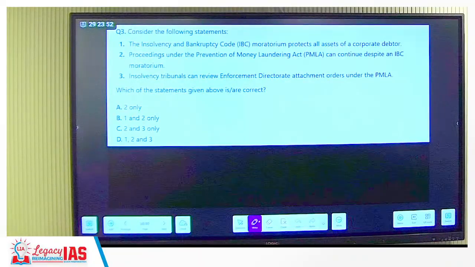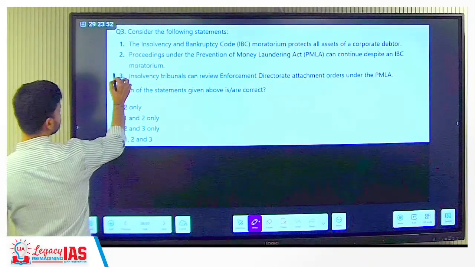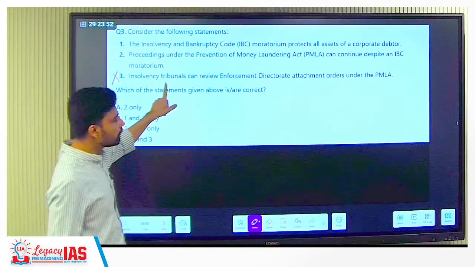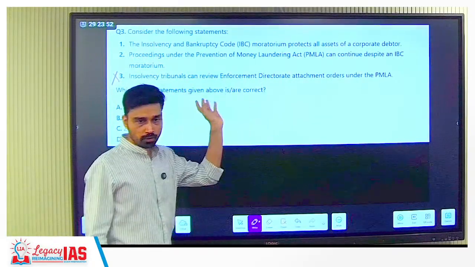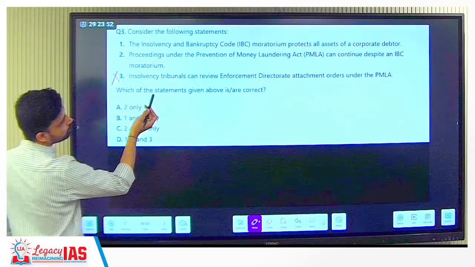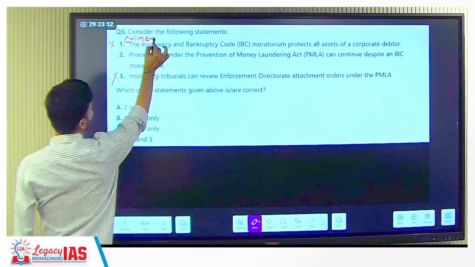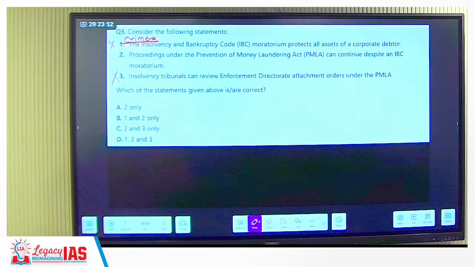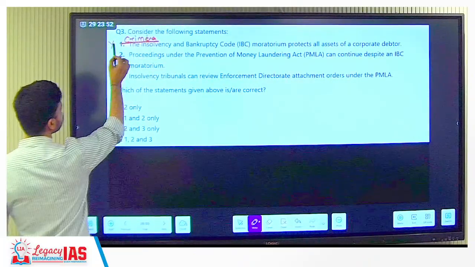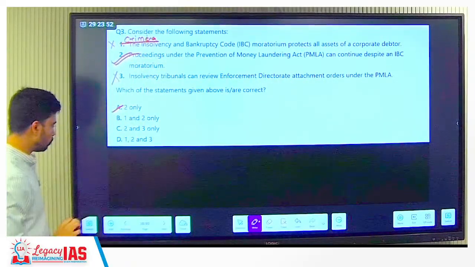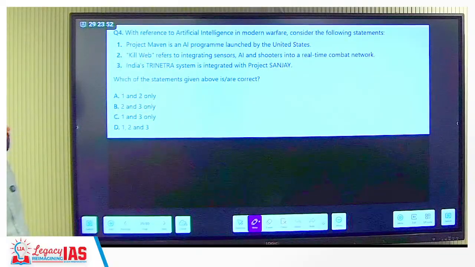Now, a few questions from the topics we have discussed. The IBC moratorium protects all assets of the corporate debtor. Proceedings under the PMLA can continue despite the IBC moratorium. Insolvency tribunals can review ED attachment orders under PMLA. What is the correct answer? This we have seen. What has NCLT said? No. The insolvency tribunal will only look at IBC. ED is working under a different law. They cannot review the order. The IBC moratorium protecting all assets is also false. The assets obtained from criminal activities are not protected. Only legitimate assets are protected, right? So what is the correct answer? Only 2 only.